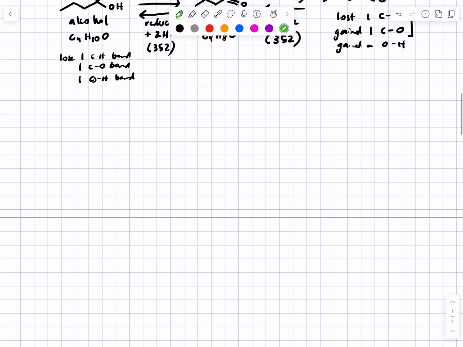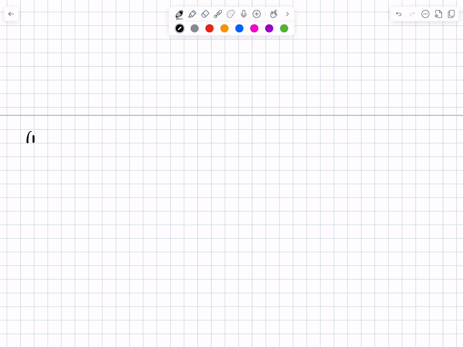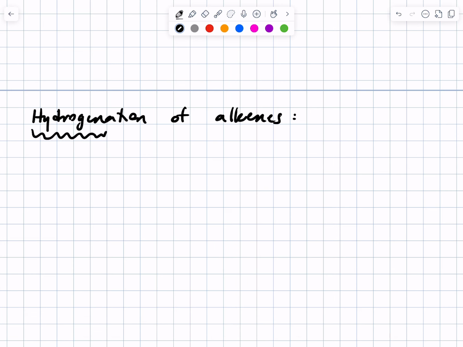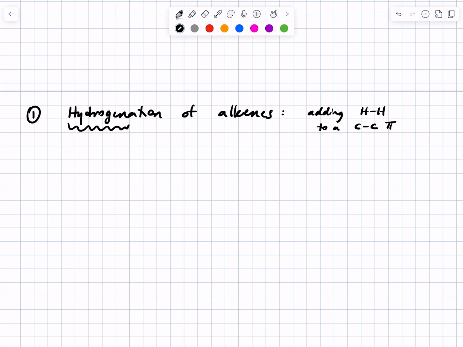So, reaction number 1 is hydrogenation. And we'll start by saying hydrogenation of alkenes. Pay attention to the names of these reactions. They will often tell you what the reaction does. Hydrogenation of alkenes is going to be adding hydrogen to a carbon-carbon pi bond. And it's going to be a syn addition.